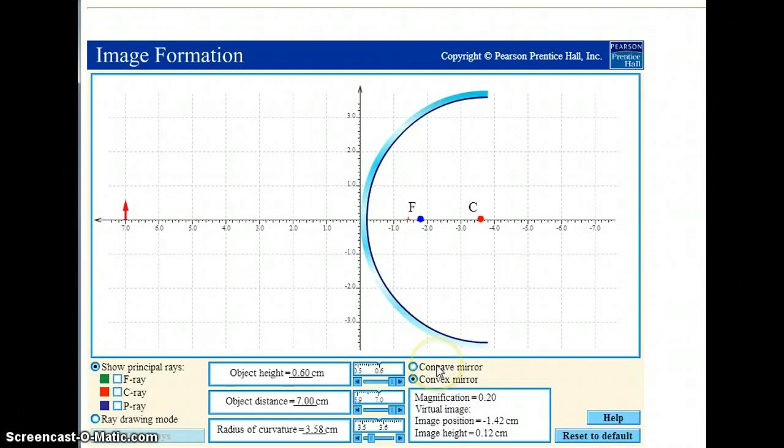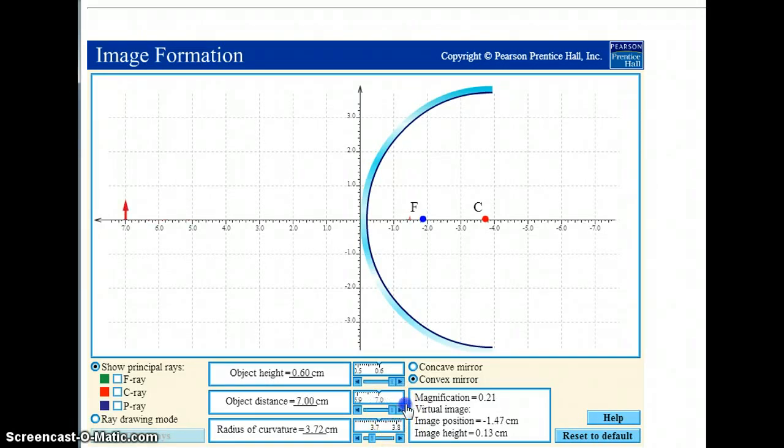Also, this applet comes booted up with the concave mirror as the default when you turn it on, so you're going to have to click over to the convex. So let's see what I do. I can change the object height, so I'm going to bump it up to the maximum height. And the radius of curvature, you can mess around with that, but let's leave it like this because that seems as good as anything. And here is my object distance.